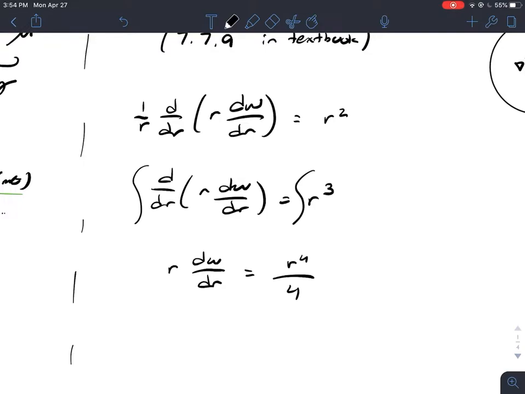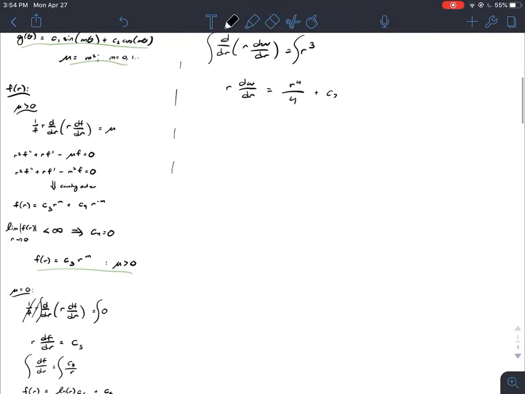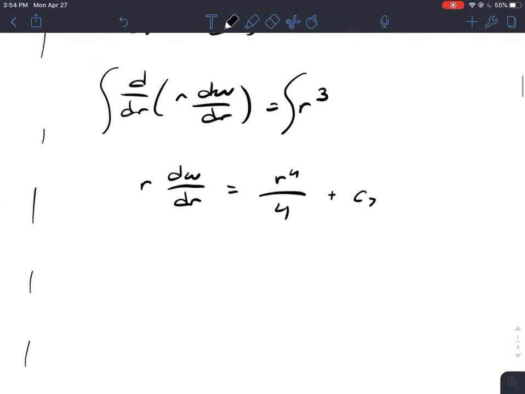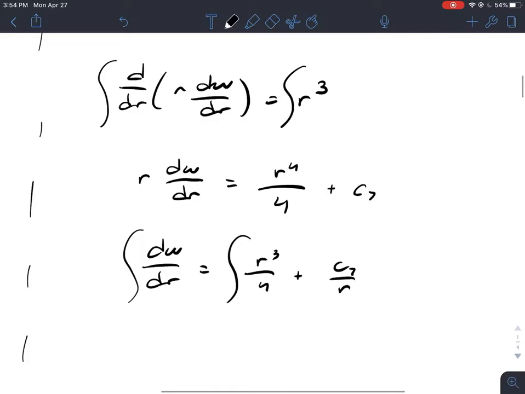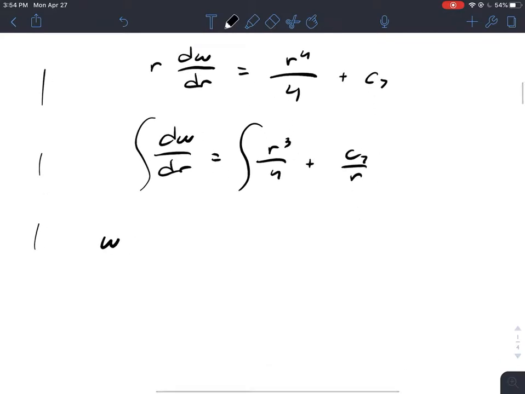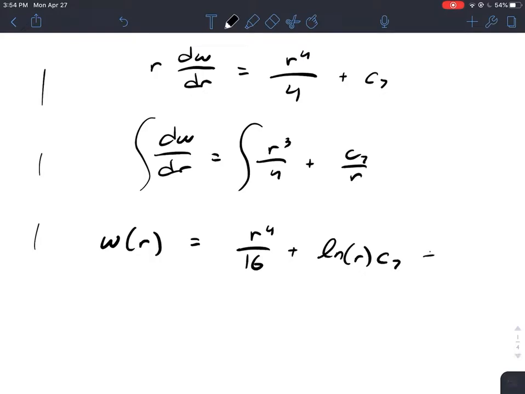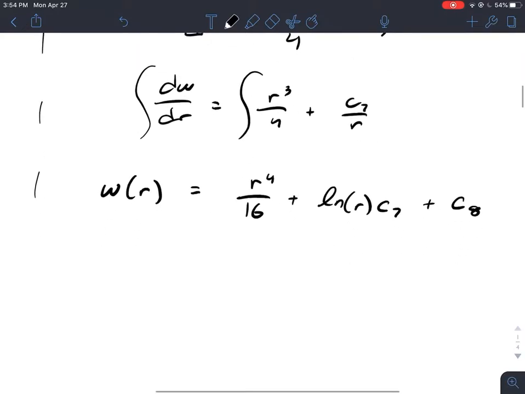Wait, let's not call it c1 because we've already used c1 so many times now. Let's call this c7 because I don't think we've used that yet. Let's quickly double check. No, we have not. C7. Okay, so divide both sides by r again. dw/dr is equal to r cubed over 4 plus c7 over r. Integral again, a lot of integrals here. So now we're left with w as only a function of r is equal to r to the 4th over 16, plus natural log r times c7, plus another arbitrary constant c8.